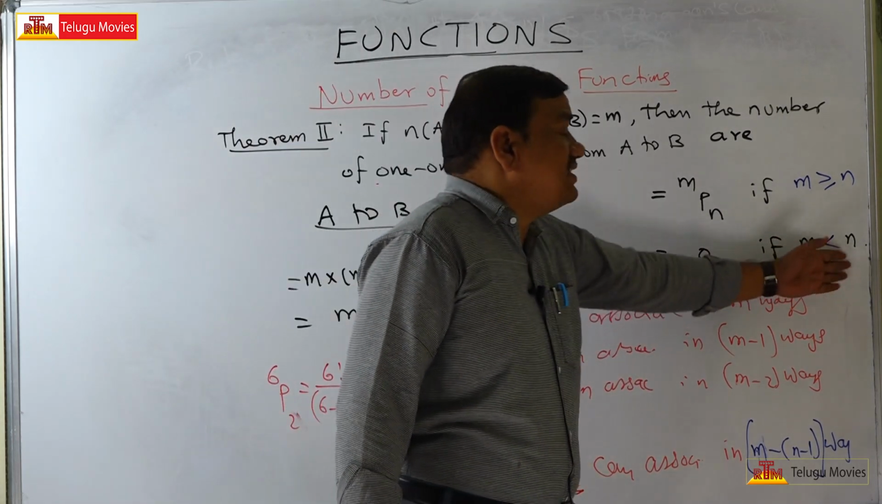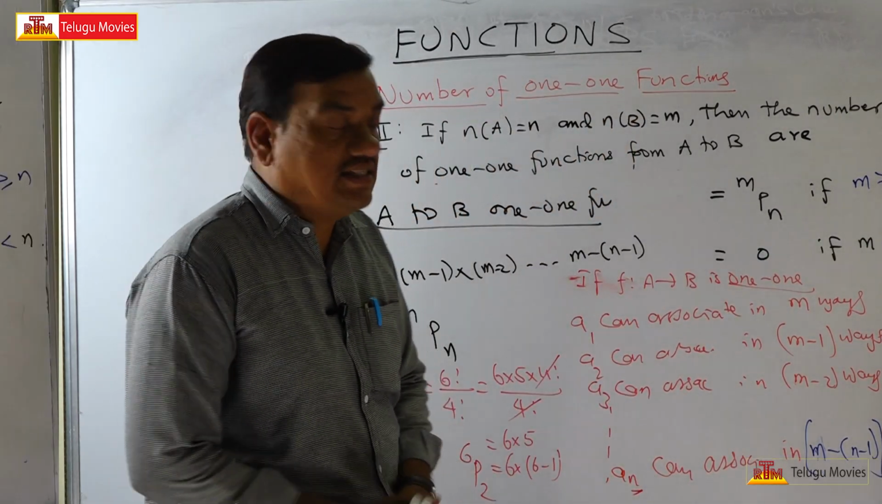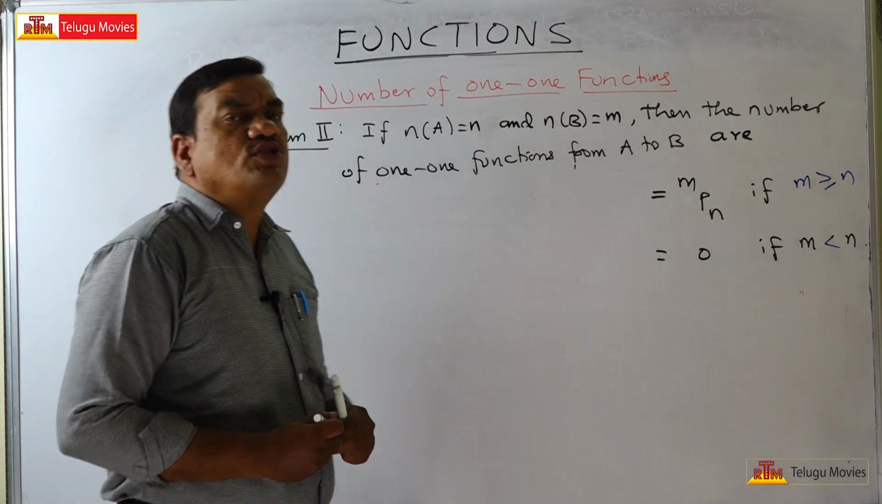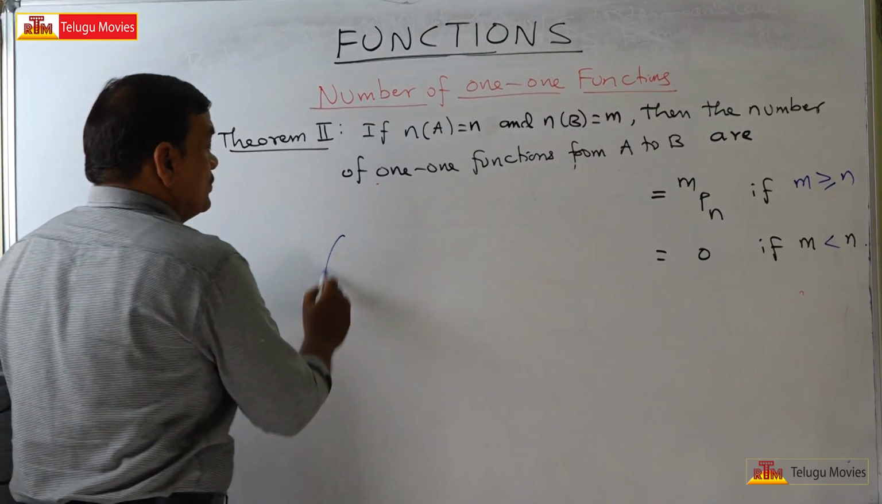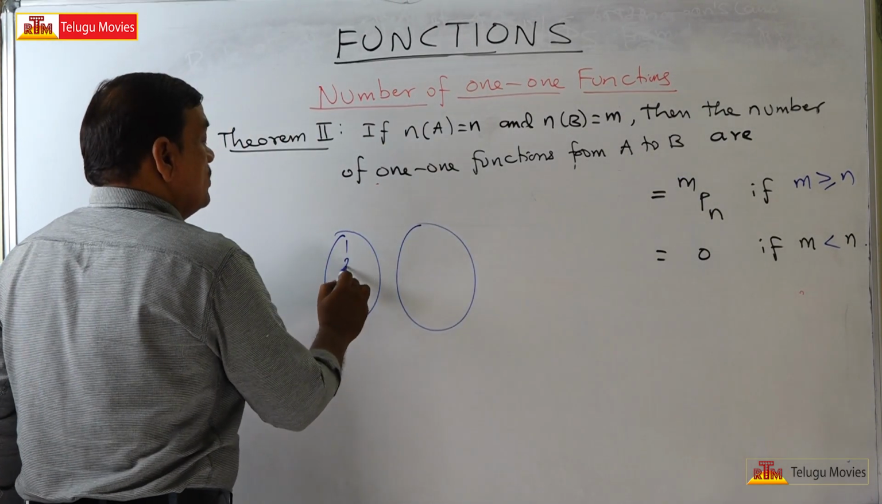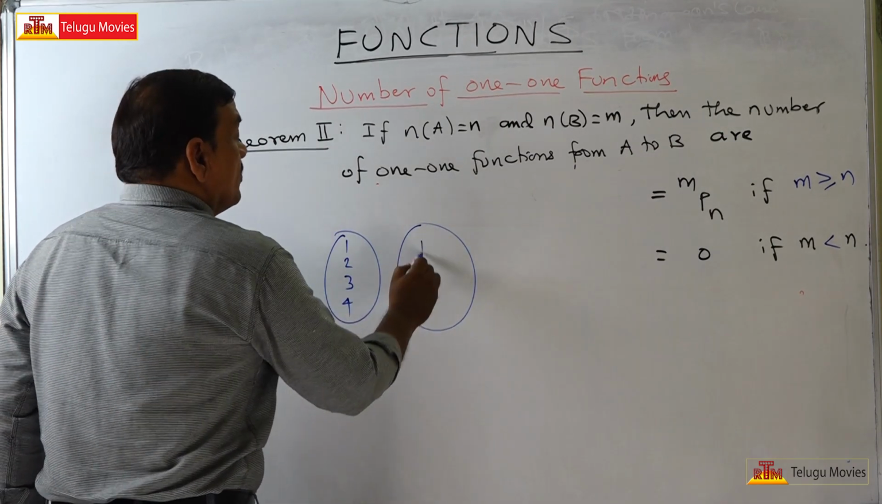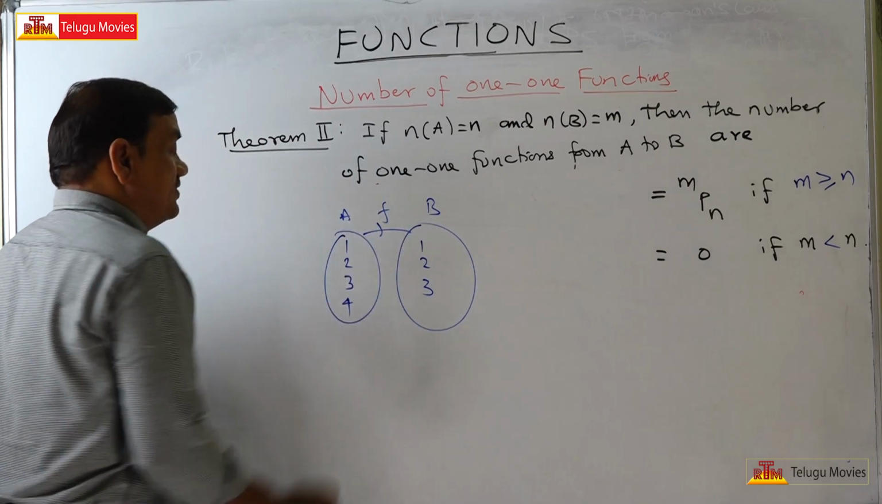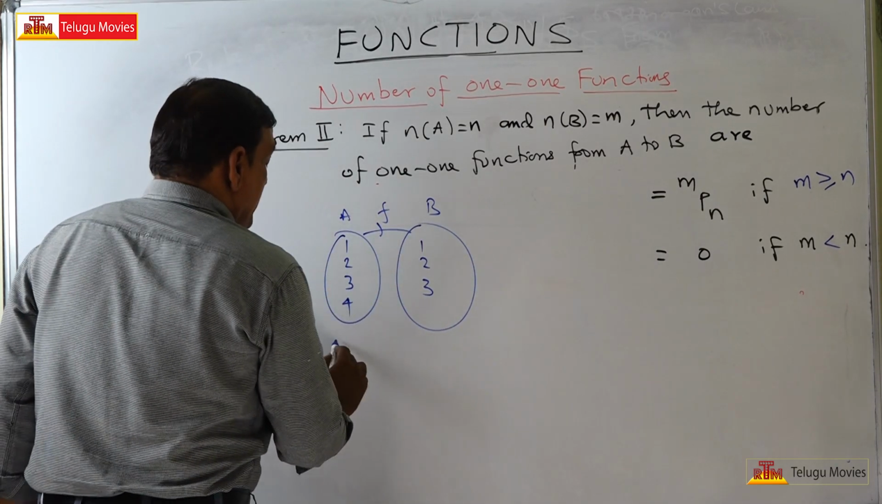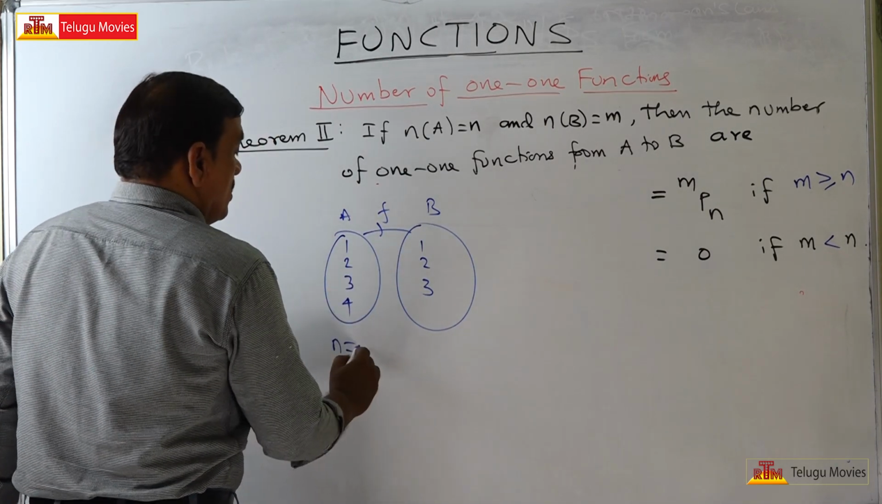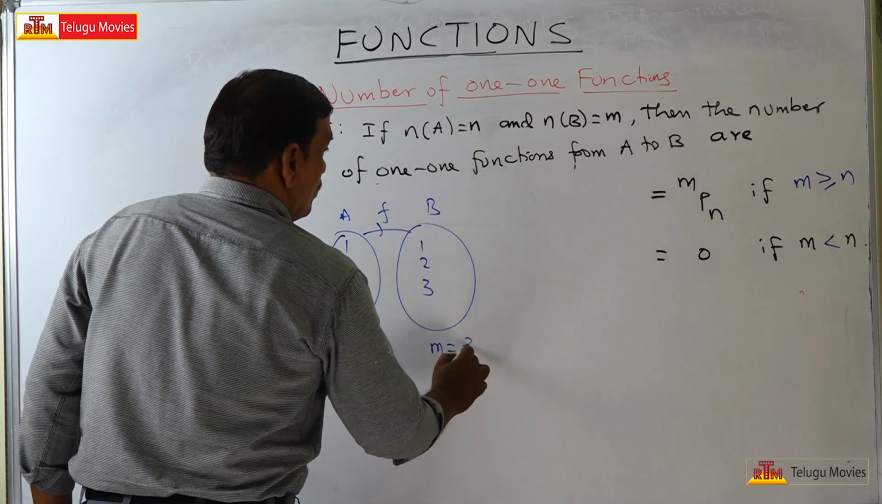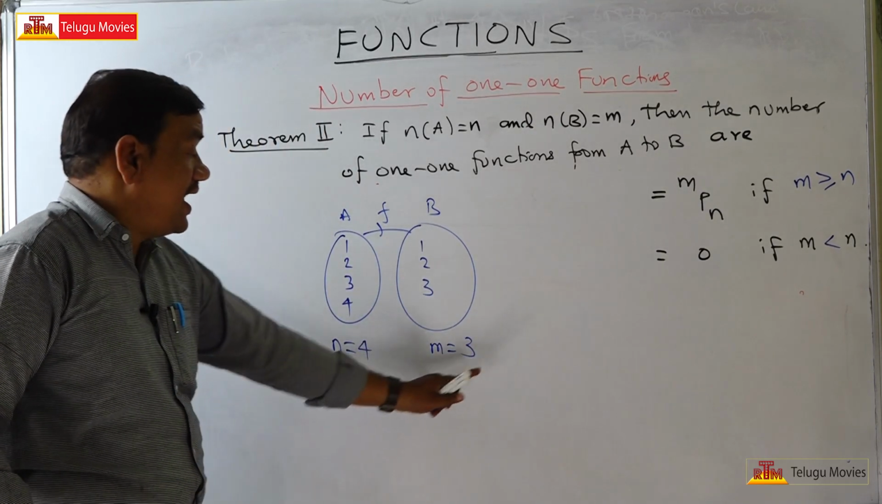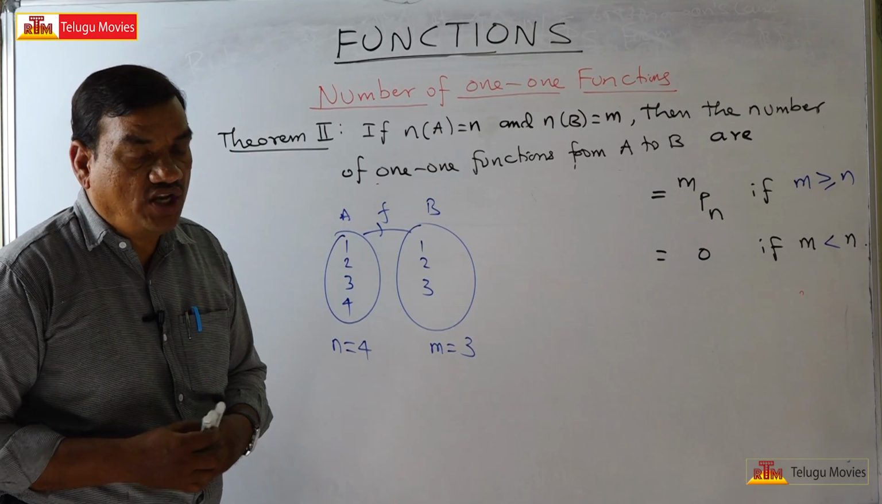If m is less than n, what happens? Let us see this. To make you understand, I will take a very small example. Let A be 1, 2, 3, 4 and B be 1, 2, 3. F is a function from A to B. So here n is equal to 4 and m is equal to 3. So here m is less than n, clearly.